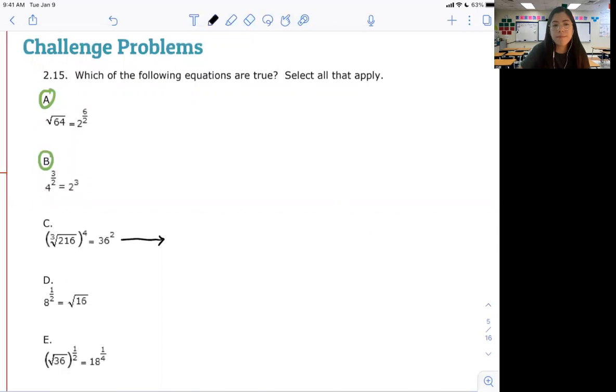Where can I begin? What can I do first? Changing the radical into an exponent. Radical into exponent. Okay, 216 to the power of 1/3.